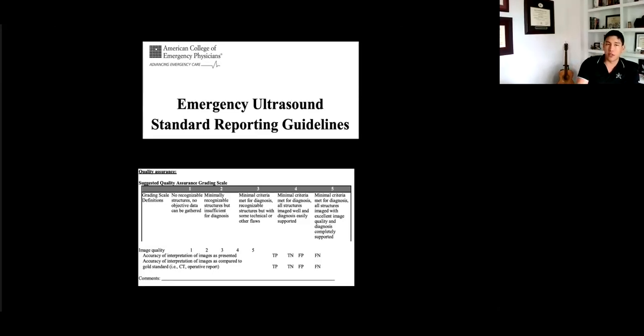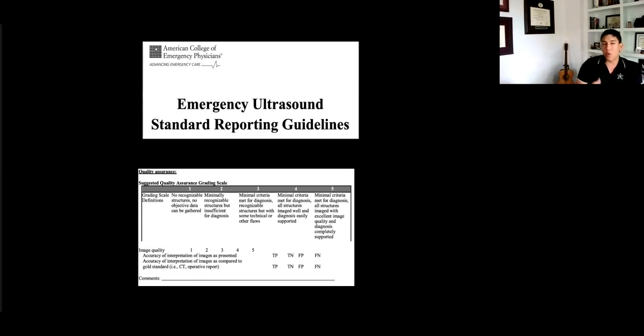And this is actually on the 2018 guideline, as you can see here, where they took a 1 through 5 grading scale and said, this is how we would recommend a quality assurance for emergency ultrasound exams. This was actually off of the FAST exam that I took this scale right here. There's actually not a defined QA grading scale for regional anesthesia that ACEP has published themselves.